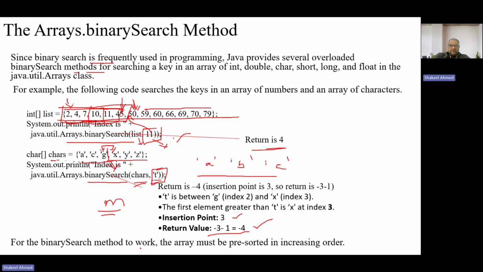So for the binary search method to work, the array must be pre-sorted in ascending order. So always remember that point, that the value returned is going to be -3, -4, -1 according to the index where it would be inserted.